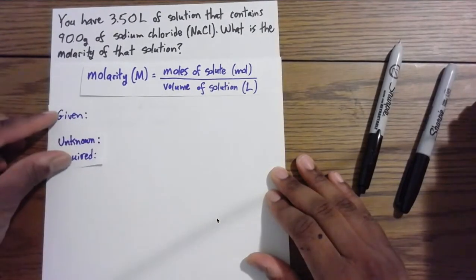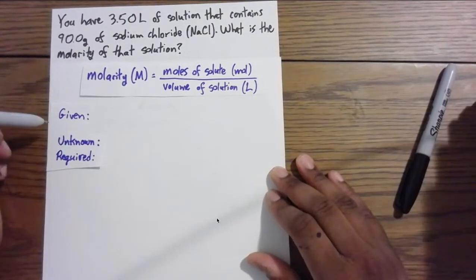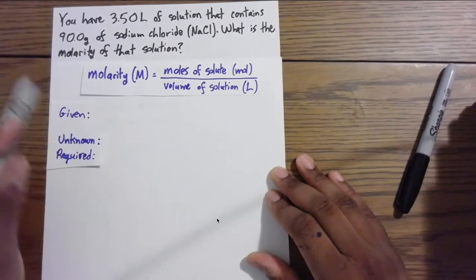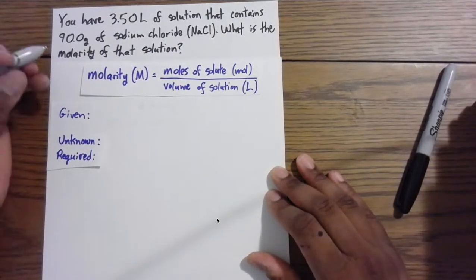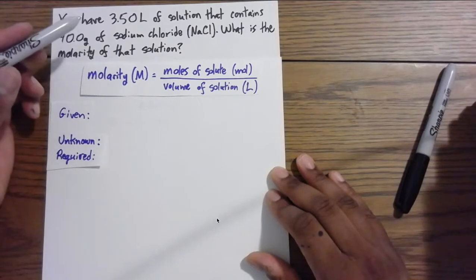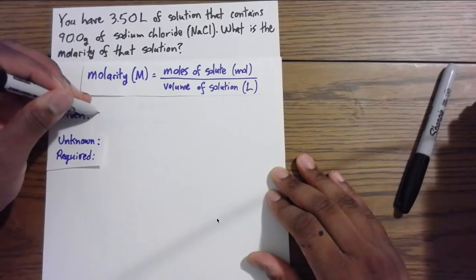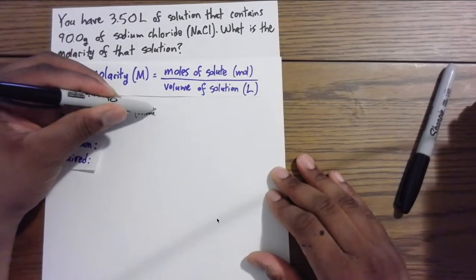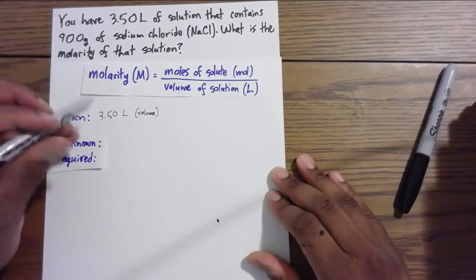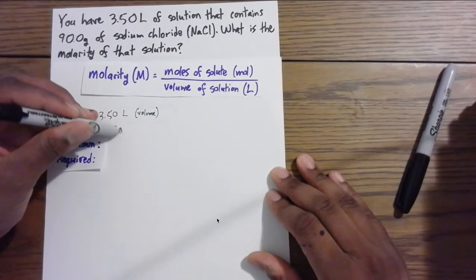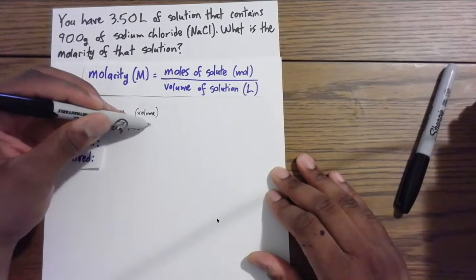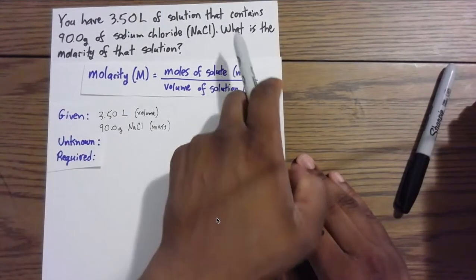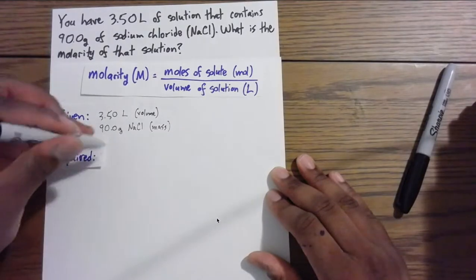Now, analyzing this problem, let's see what's given, what's unknown, and any information required so that we can come up with a plan to solve this problem. Given: 3.5 liters of solution, that is going to be our volume. Also given is 90 grams of sodium chloride, and this is the mass of the solute. Our unknown is asking, what is the molarity? So our unknown is molarity.